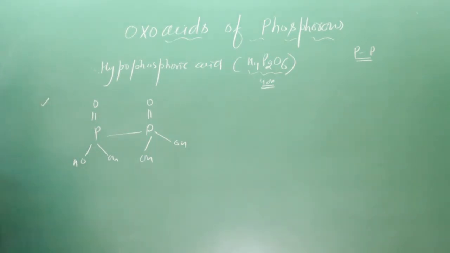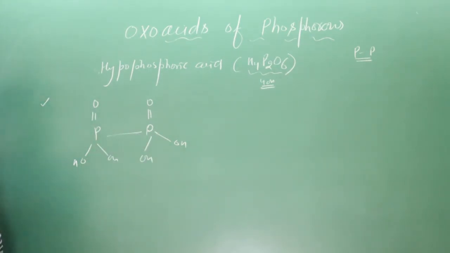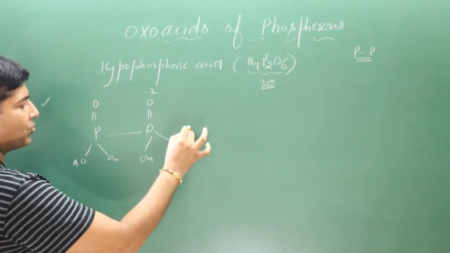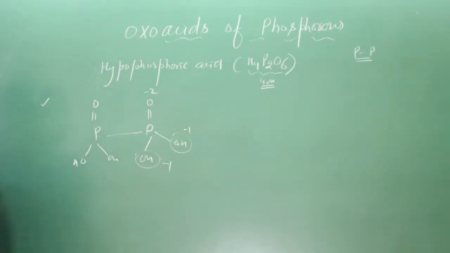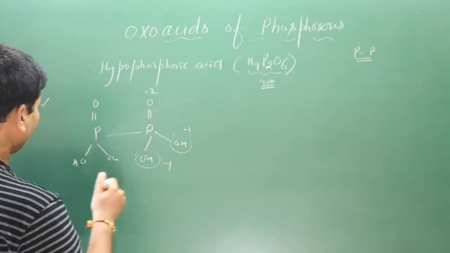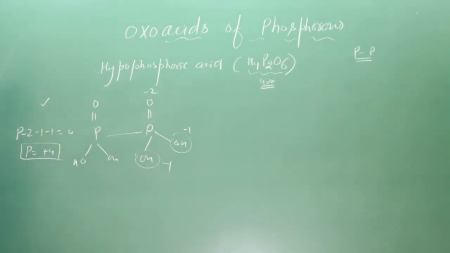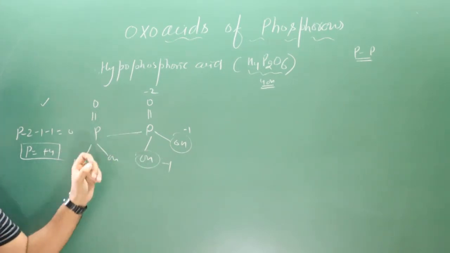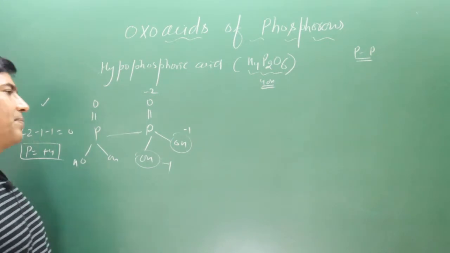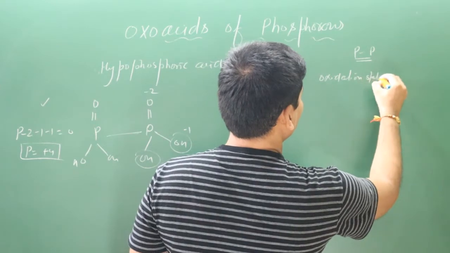Now calculate the oxidation state. Okay, there is no electronegativity difference. That's why there is no pulling off, gaining of electron. It is minus 2. It is minus 1. Minus 2 minus 1 minus 1, total minus 4. Phosphorus will show plus 4 oxidation state, because P minus 2 minus 1 minus 1 is equal to 0, then P is equal to plus 4. Both phosphorus are in the same environment. That's why they will show same oxidation state. Okay, oxidation state we got for each phosphorus, that is plus 4.